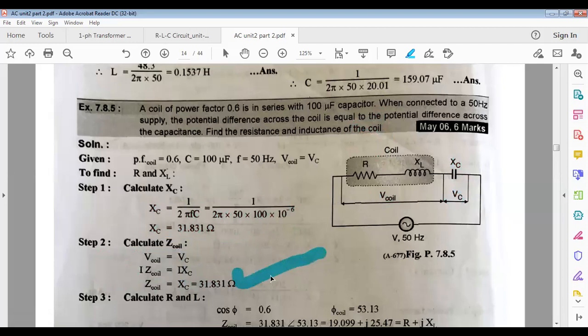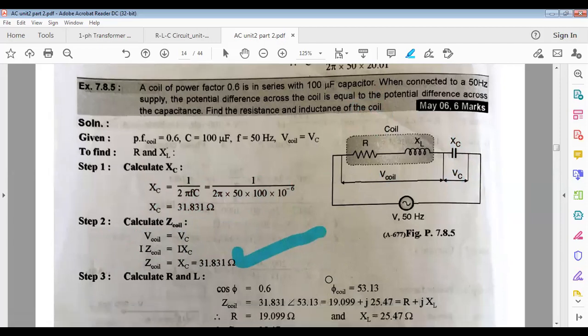Again. Okay, Z coil is equal to XC. Now here cos phi is 0.6. So using it, you can calculate the angle. 53.13 degree you will get. Now for the coil, impedance magnitude you got and angle also you got.